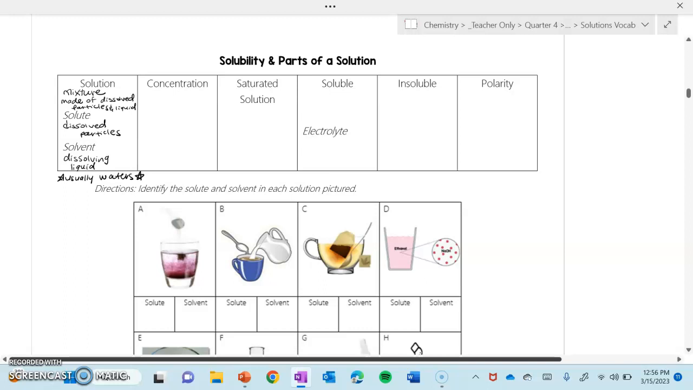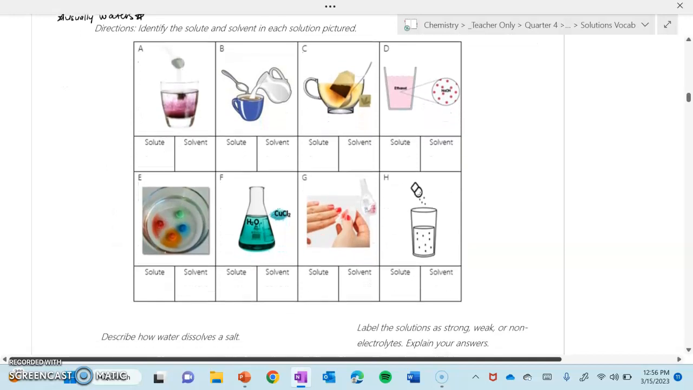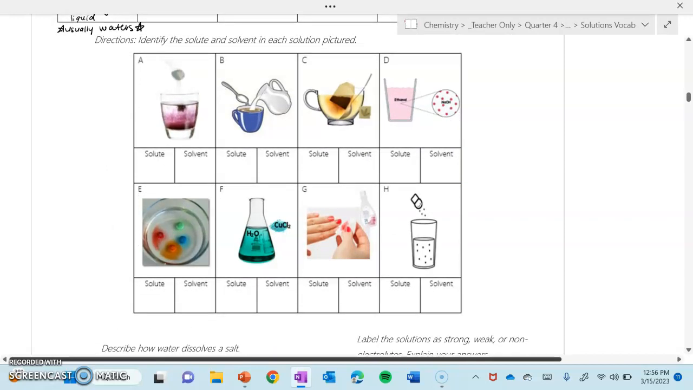So with that being said, let's look at this table. It tells us to identify the solute and solvent in each solution that is pictured. Let's do some of these together and then you can finish the rest of them out. The first one, it looks like we have some sort of drink mix, so that would be our solute. Could be Kool-Aid or something like that. And the solvent, it looks like this is being dissolved in water. So our solute is the drink mix, that's our substance being dissolved, and our dissolving liquid is water.